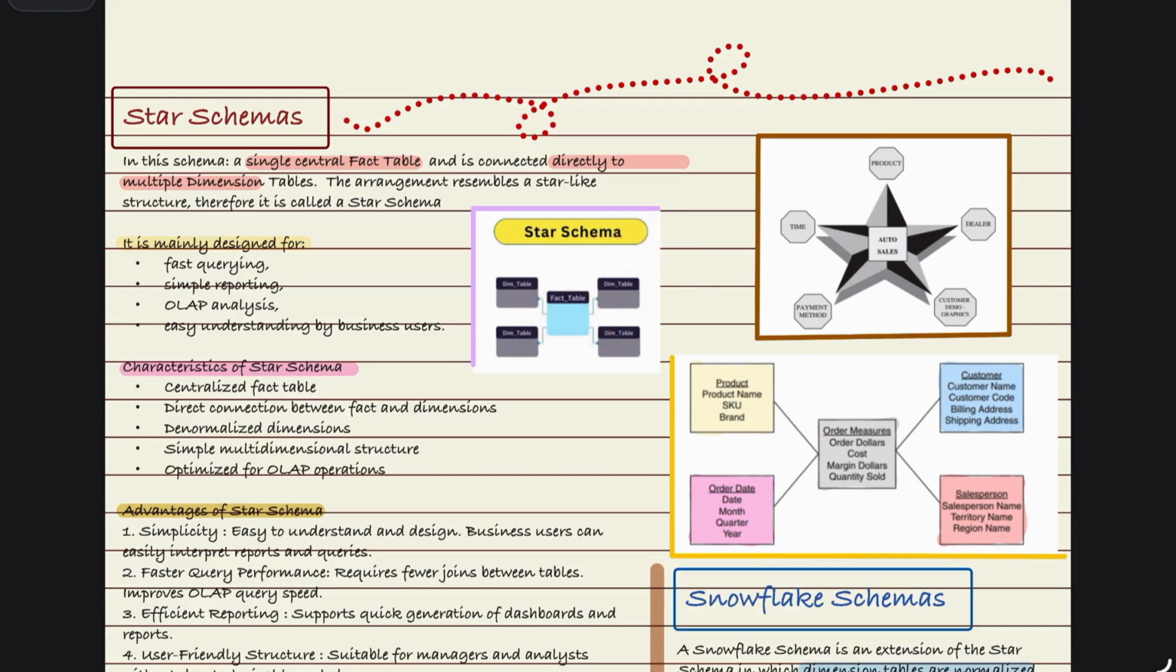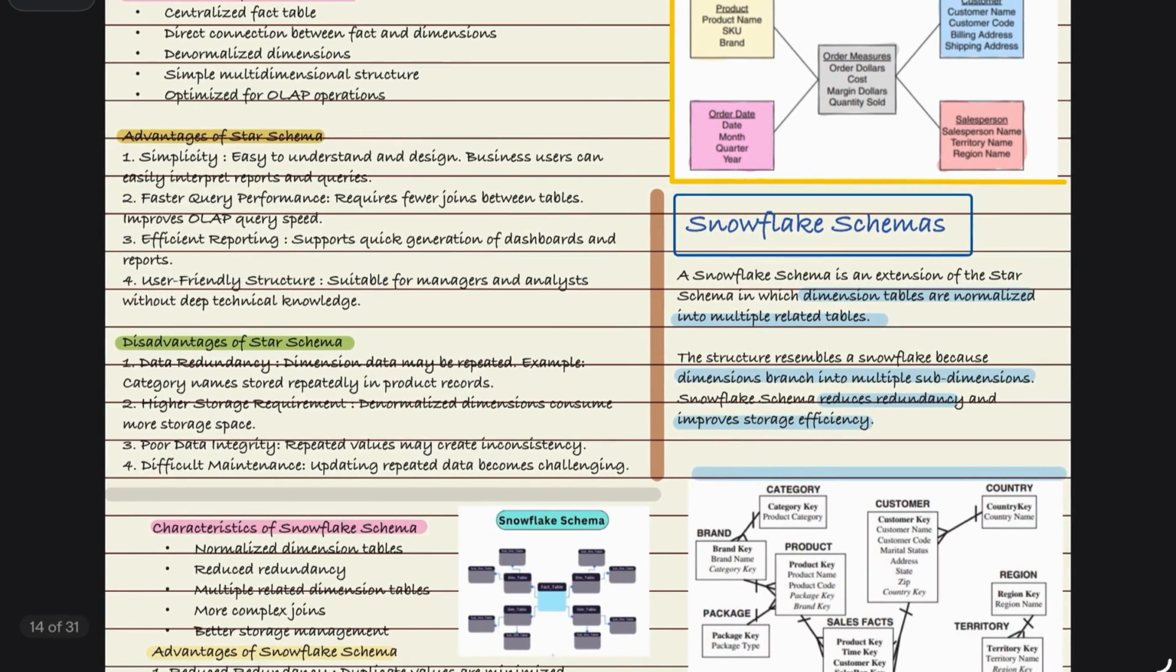So the fact table is the mixture of all the foreign keys from the dimension tables, and this is a structural layout and it looks exactly like a star. Okay, so this dimension table is completely denormalized. This means that we allow data repetition to keep the structure completely flat. So data repetition happens over here. Alright, so it is mainly used for fast querying, simple reporting, SQL analysis, and also easy understanding by the business user. So there are few advantages of the star schema, whereas disadvantages as well.